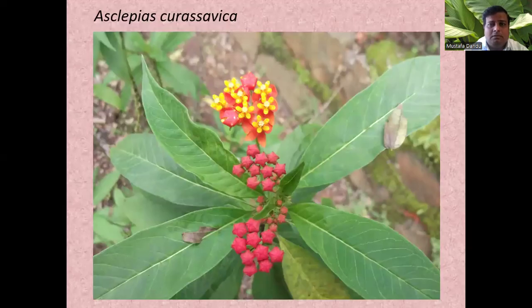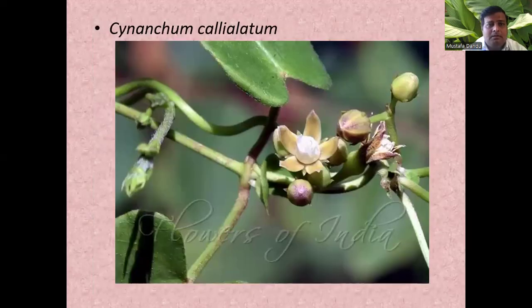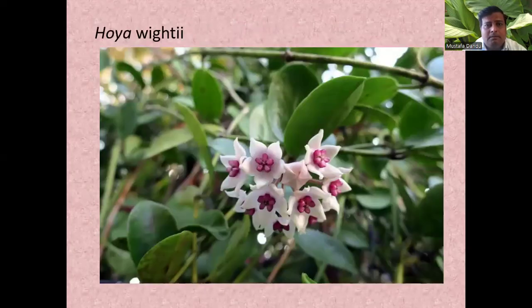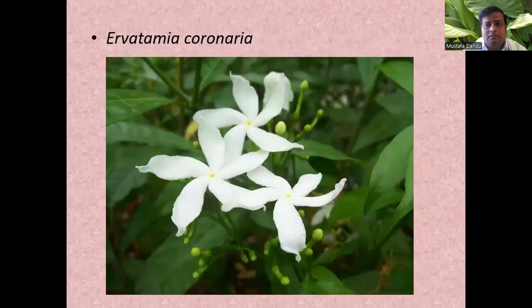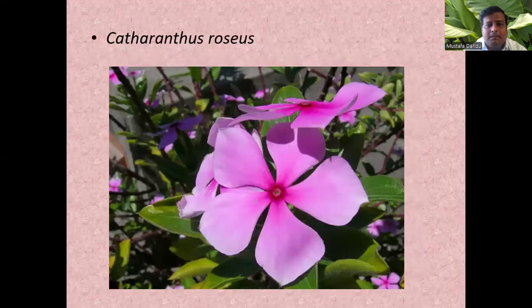Here you can see the photographs. This is Tabernaemontana, Cynanchum, Ceropegia bulbosa, Hoya, Rauwolfia serpentina, Allamanda. This is Catharanthus, also known as Sadaphuli in Marathi.